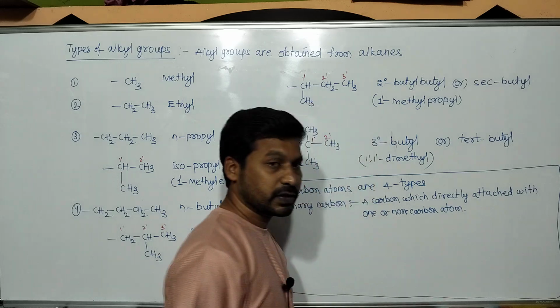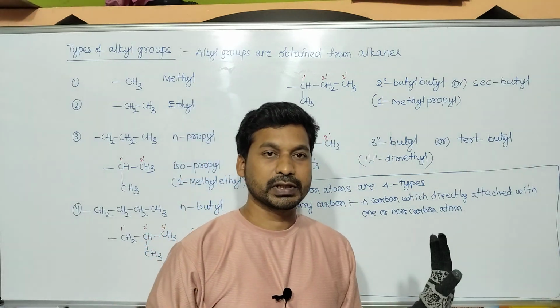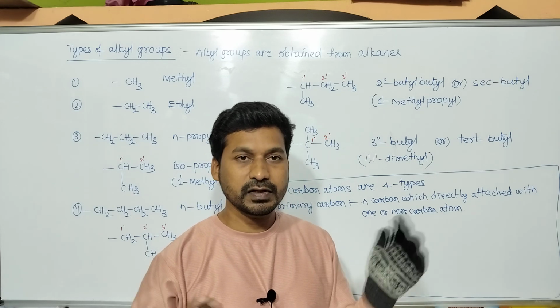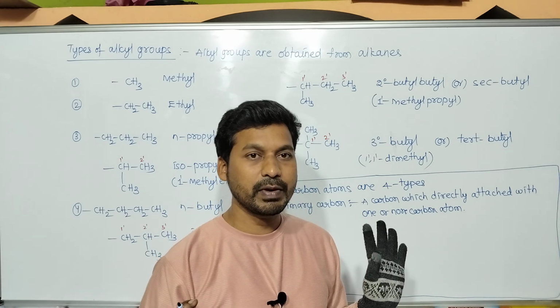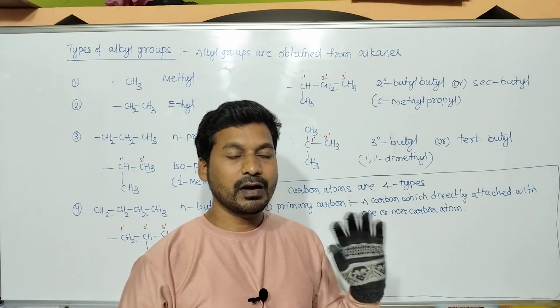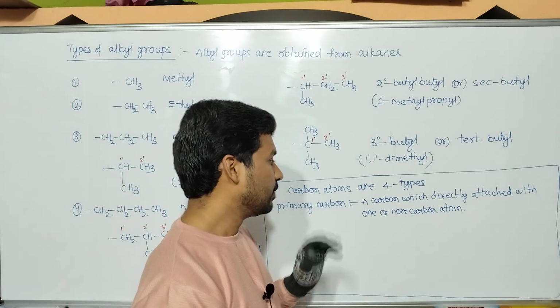If a carbon is attached with only one other carbon, that is primary carbon. Or if one carbon is directly attached with no other carbon, that is also said to be primary. If a carbon is attached with one other carbon or no other carbon, that is called primary.